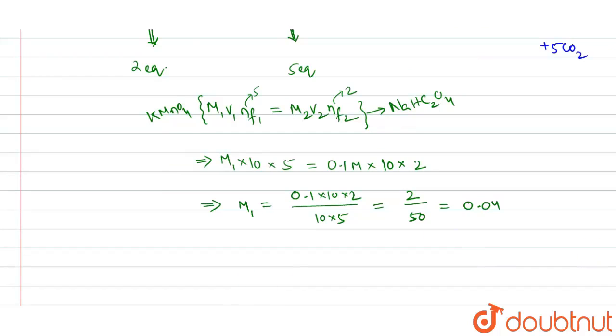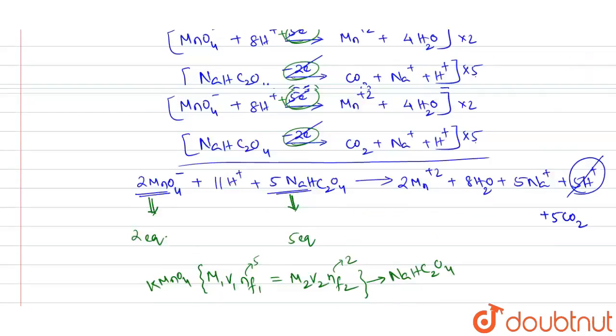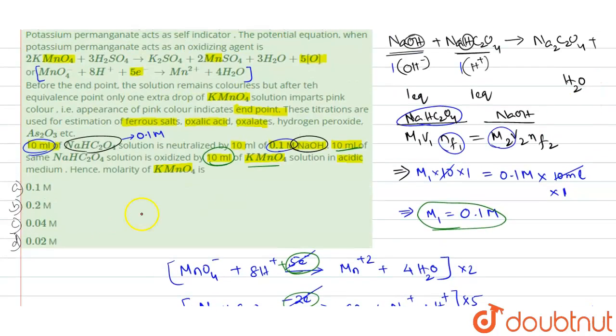So the molarity of KMnO4 is equal to 0.04 M, and from the options the correct option is option number C. So option number C is the correct answer. This is the required solution.